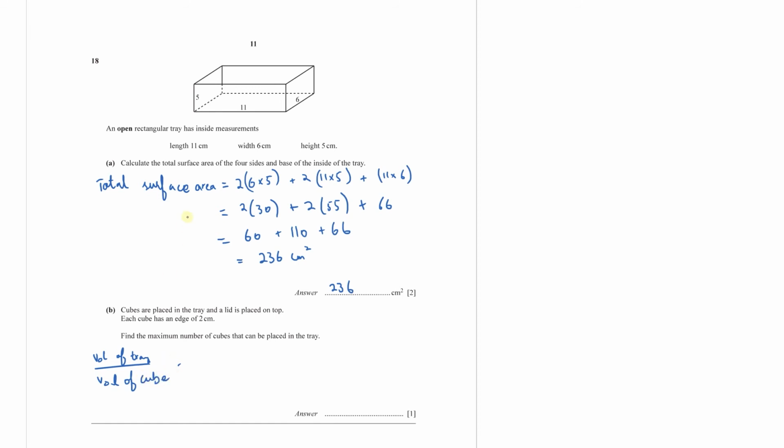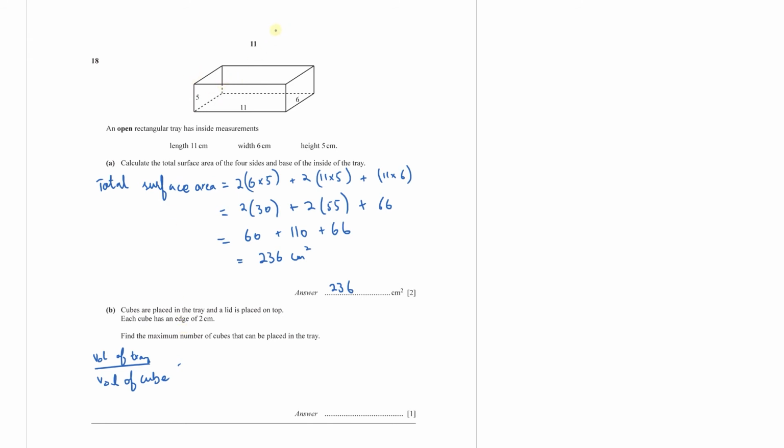However, this is not the case here, because a cube is a solid shape, and if you're dividing the volume of tray with volume of cube, you're assuming that the cubes will completely fill up this tray here, which can be not true, and this is the case here as well.